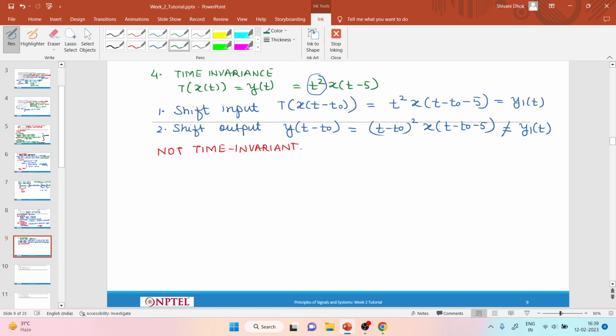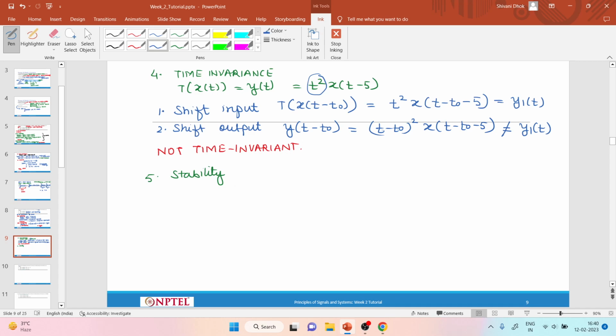Now let us look at the fifth thing, that is stability. Now here can we use that integral minus infinity to infinity mod of h of t dt formula? We won't be able to use it because your system, even though it is linear, is not time invariant. Therefore it is not an LTI system and we can't use that formula here. So now let us look at stability.